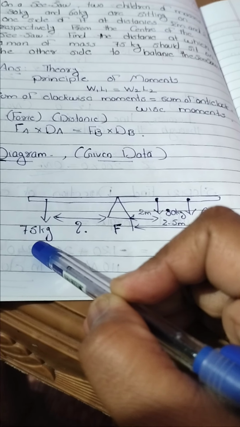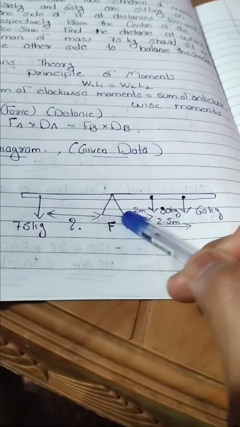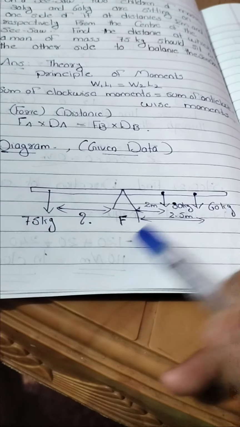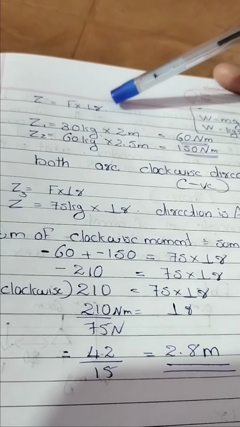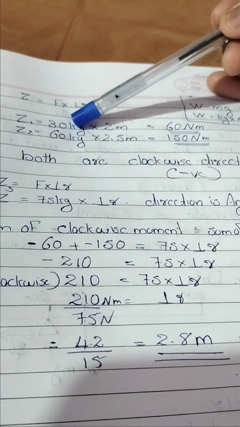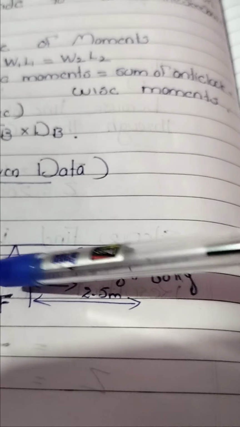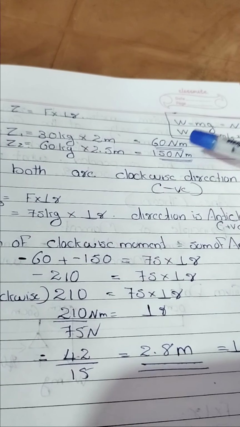Okay, I hope you can understand the diagram well. This is a seesaw. Each and every seesaw has a fulcrum. All the distances we should consider from the fixed point. Okay, we already know torque equal to force into perpendicular distance. The first torque: 30 kg is the weight, distance is 2 meter. So that means 30 kg into 2 meter, the answer is 60 Newton meter.